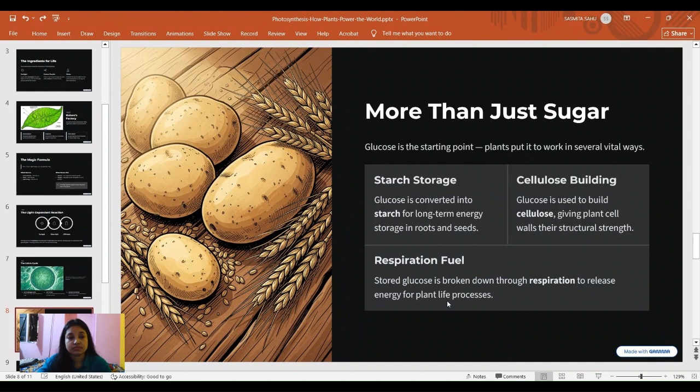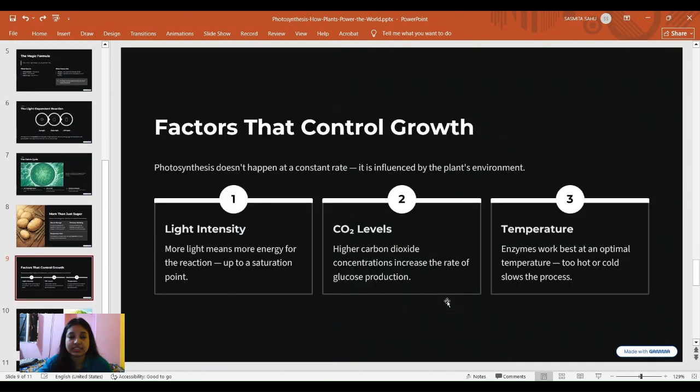Okay. Factors that control growth. There are three factors that control growth, that is light intensity, carbon dioxide levels, and temperature. Light intensity: more light means more energy for the reaction up to the saturation point. Carbon dioxide levels: higher carbon dioxide concentration increases the rate of glucose production. Temperature: enzymes work best at an optimal temperature. Too hot or cold slows the process.